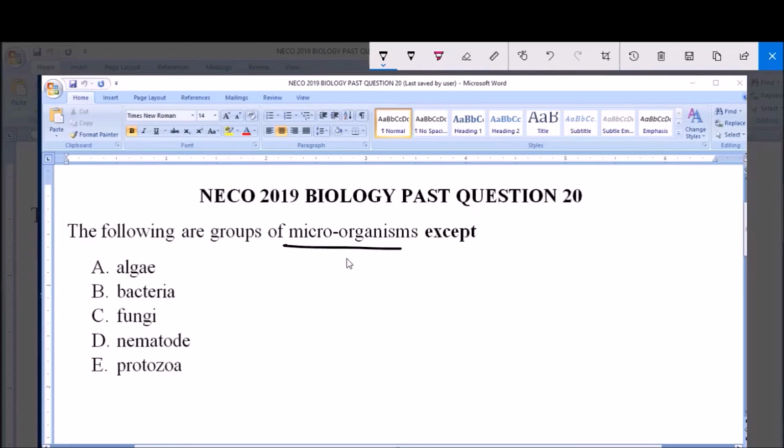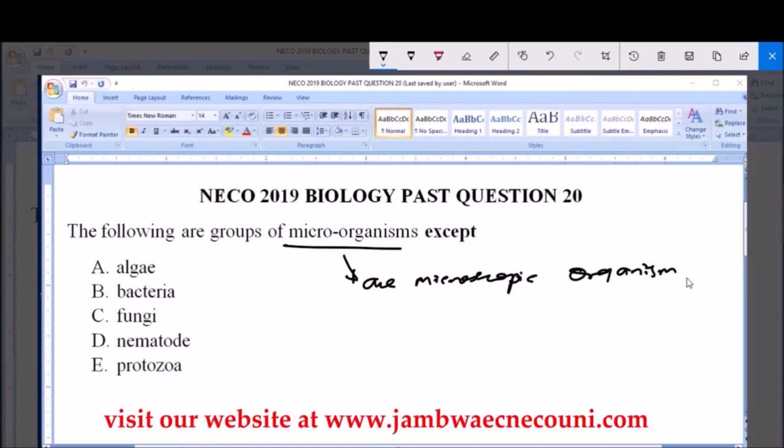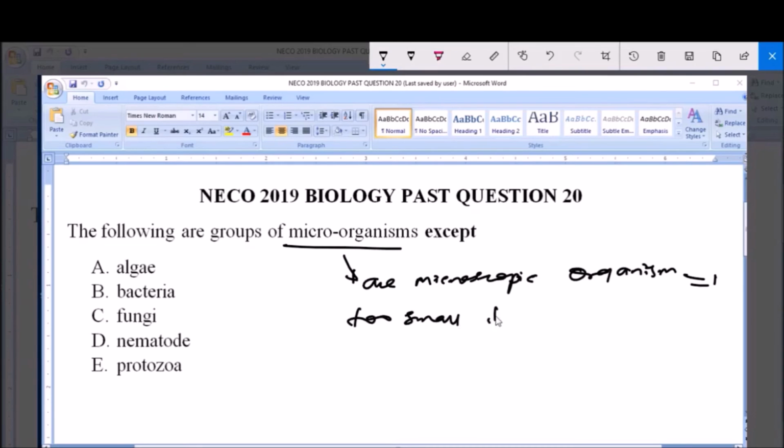Now, microorganisms are microscopic. They are referred to as microscopic organisms. That is where the name is derived from, microorganisms. This micro simply means what? Microscopic, and that is, these organisms are too small to be seen with the naked eyes. They are actually seen with the use of a microscope.